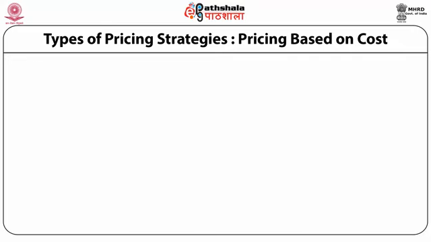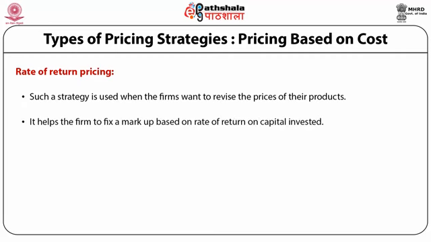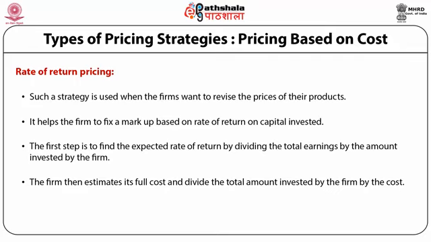The next strategy is rate of return pricing. Such a strategy is used when the firms want to revise the prices of their products. It helps the firm to fix a markup based on the rate of return on capital invested. The first step is to find the expected rate of return by dividing the total earnings by the amount invested by the firm. The firm then estimates its full cost and divides the total amount invested by the cost. This is called the capital turnover ratio.